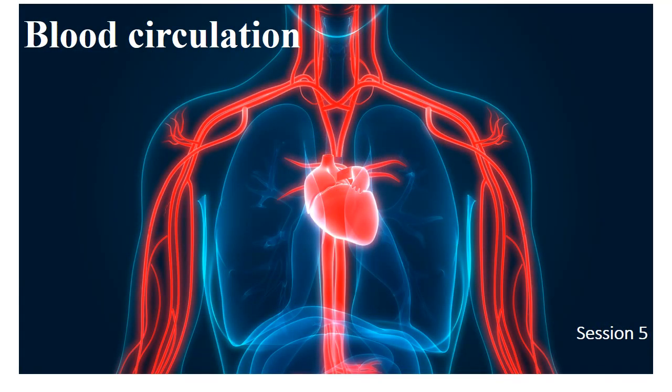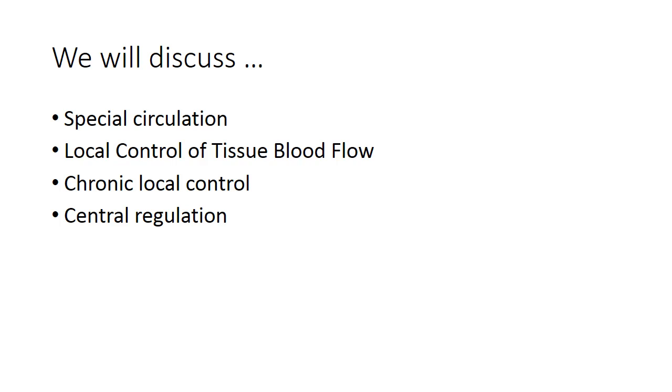This is Dr. Astabi, and I'm going to continue blood circulation in session 5. Today we will discuss special circulation in different organs such as the brain, and then we will discuss local control of tissue blood and which factors are important for local control of tissue blood. And then we will see what happens during chronic increase or decrease of blood flow. And finally, we will explain more about central regulation of blood flow.